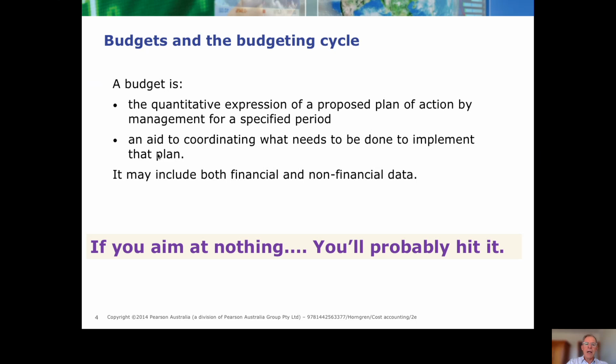Let's see what we can do. What is a budget? A budget is a quantitative expression, meaning how much, or a plan, if you like. It can include financial and non-financial data, so dollars and some non-dollar items, for example labour hours, component parts, numbers of parts. There are no dollars there; it's just what we're working out. They're included, so hours and parts. And if you aim at nothing, you'll probably hit it, a catchphrase for budgeting.